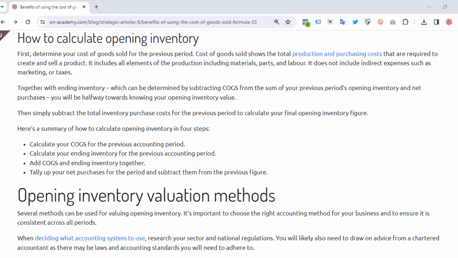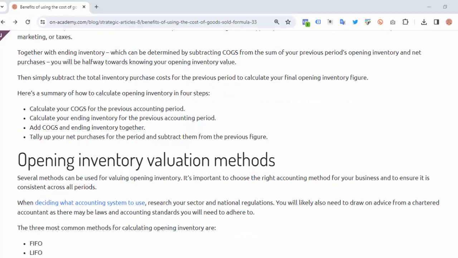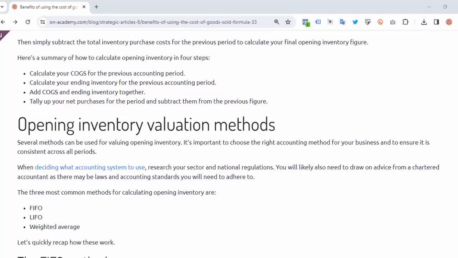The weighted average method. The weighted average method calculates the average cost of a company's inventory based on individual costs and divides them by the number available. The benefits of this method are that it's far simpler to track and cuts back on paperwork and admin. We recommend this method for most businesses as it can save time and money when tracking inventory costs.